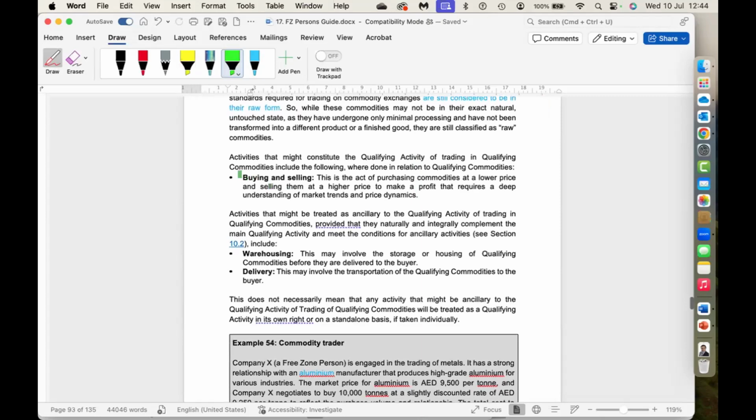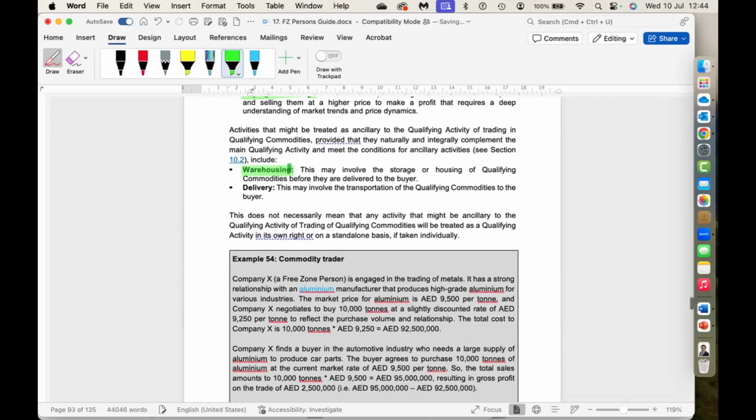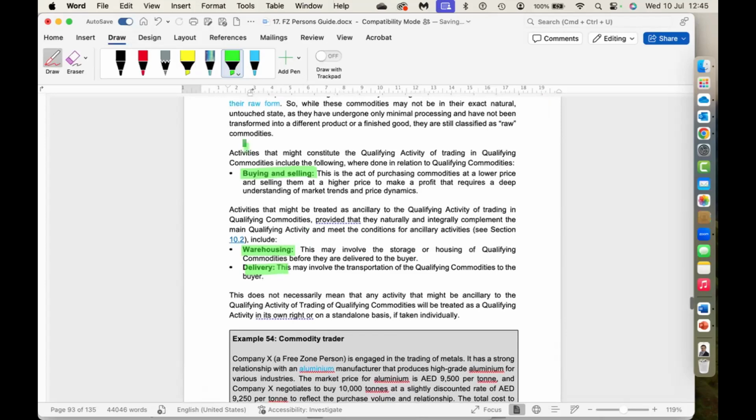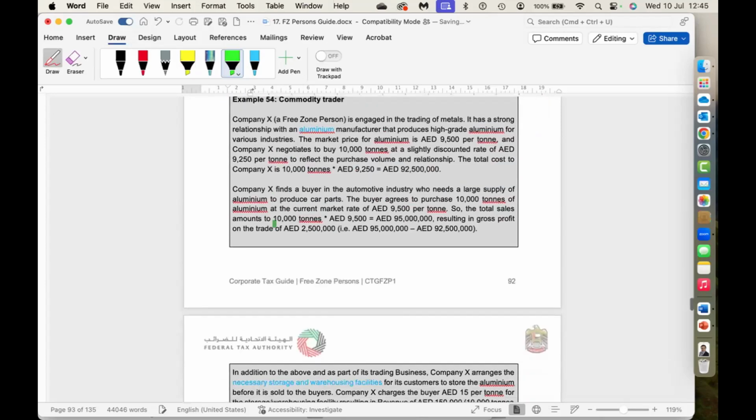Buying and selling of the goods are the qualifying activities. Other ancillary activities are warehousing and delivery. But if warehousing and delivery are provided on a standalone basis, they will not be considered qualifying activity. They will be considered taxable activity. Just look at this example, which is based on buying and selling, warehousing and delivery.